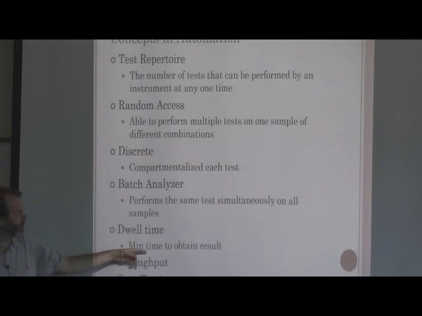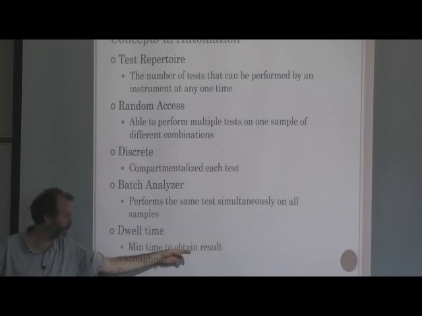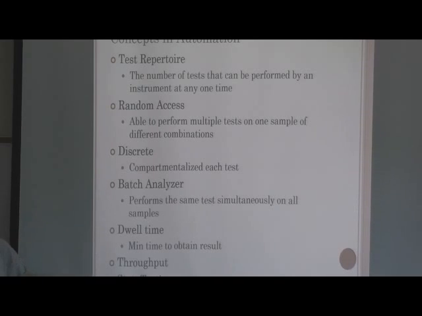Dwell time is the minimum time you need to obtain a result. Throughput, we talked about that. That's the number of samples you can get done in a certain amount of time. And then stat testing, what is that?